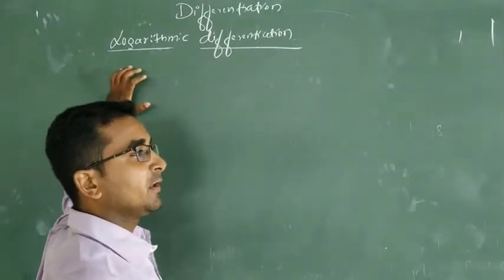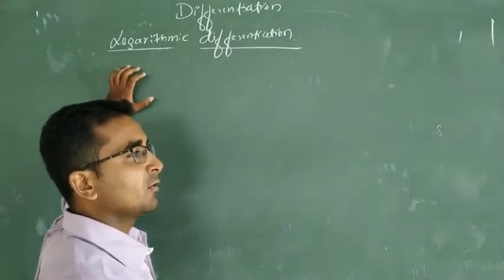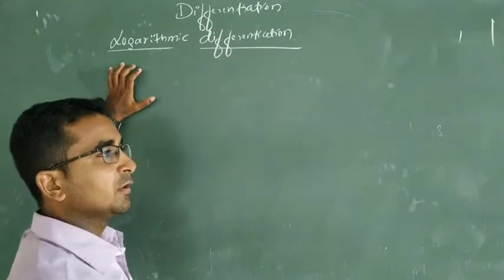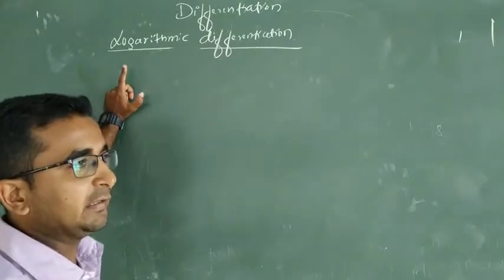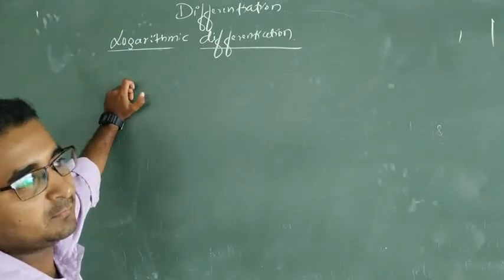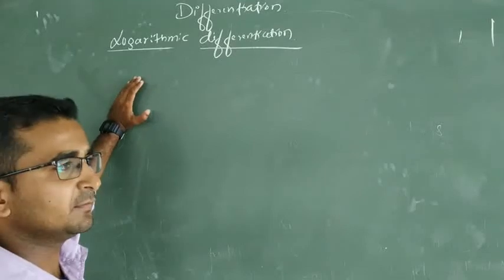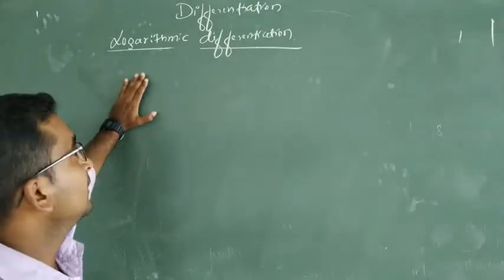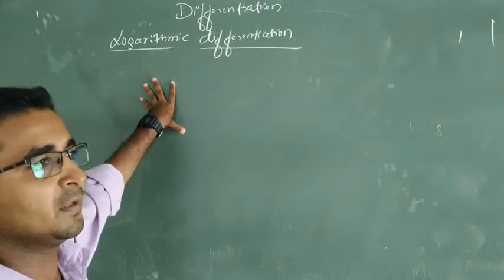And log of m to the base a is nothing but log of m divided by log of a, and log of a to the base a is nothing but 1, and log of 1, or log of e, is always equal to what? 0. So those are some basic algebraic logarithm properties. Now we are going to study logarithmic differentiation.